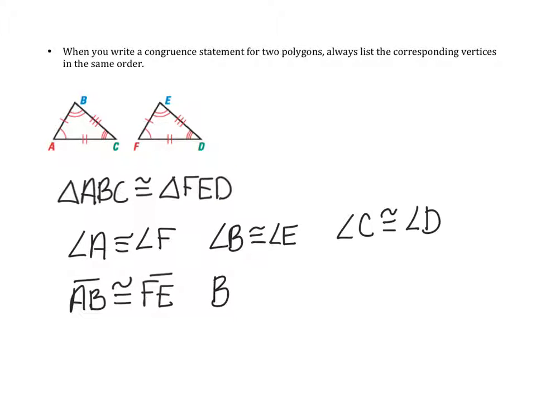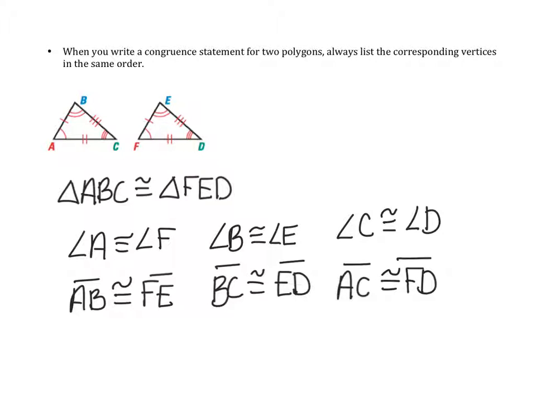Segment BC corresponds with segment ED. Since I listed B first, I need to list E first. So segment BC is congruent to segment ED. And finally, I have AC down here. If I write it as AC, segment AC corresponds with segment FD. Since I listed the A first and it corresponds with F, I need to list the F first when making my congruent statement. So there is how to write out the congruent statement in corresponding order and how to write out the congruent angles and the congruent sides as far as they are corresponding.